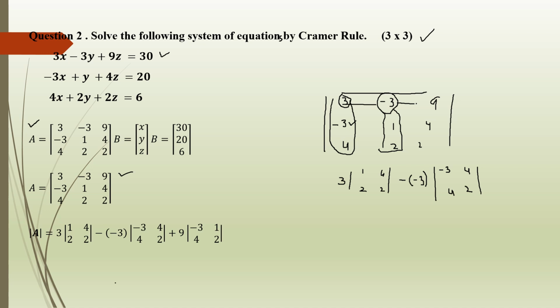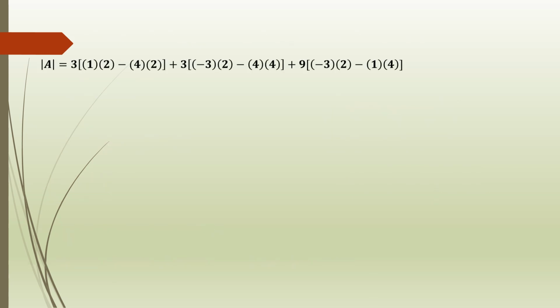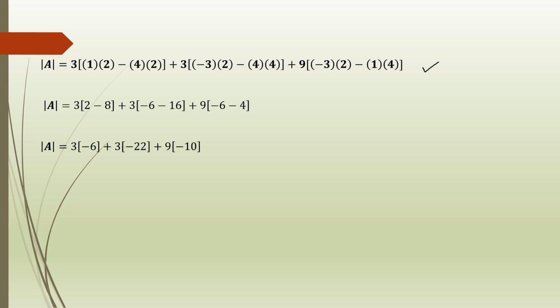Here we take this 3, so leave the first row and first column. The remaining elements are 1, 4, 2 and 2. Now after calculating this step, I wrote down this step again. So after solving this question, the determinant of the matrix is equal to 174. This is the determinant of matrix A.